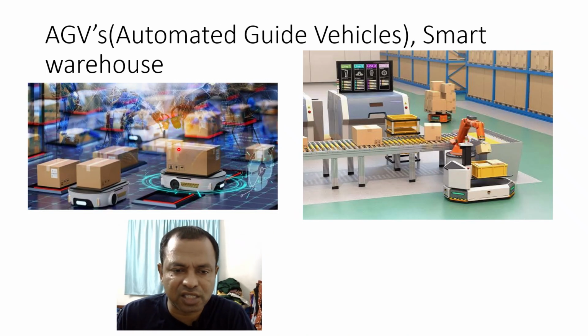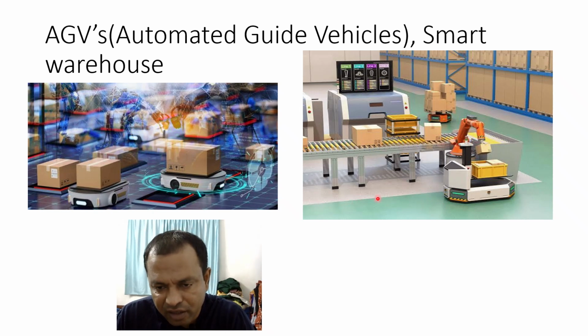And in these pictures we can see AGVs, automated guided vehicles. See, these are the automated guided vehicles. They are automatically transferring various types of items from one place to another according to the instructions. And this is also an AGV. Here items are transferred through a conveyor using a robot.